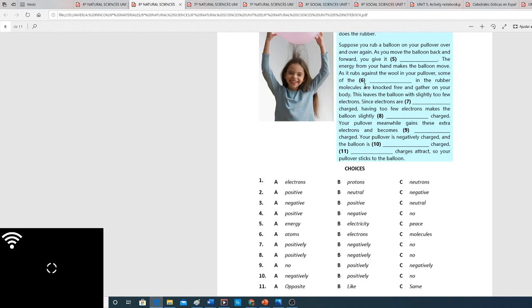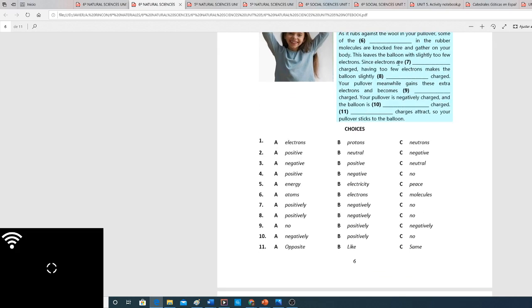something in the rubber molecules are not free. So 6: atoms, no. Molecules, no. Electrons. So 6 is B, electrons, and gather on your body. This leaves the balloon with slightly too few electrons. Since electrons are, again, 7: positively, negatively, no charge? Positively, no. B is the right answer.